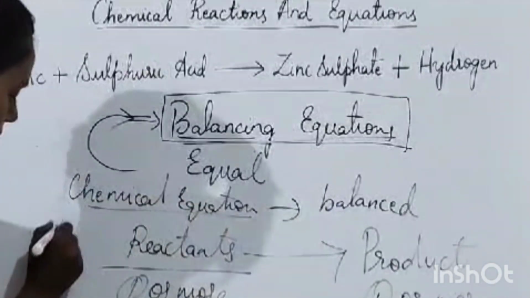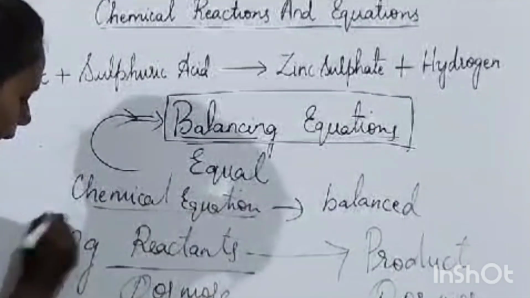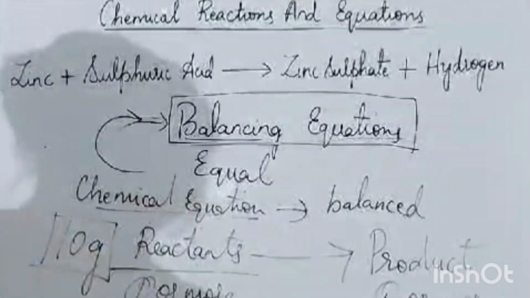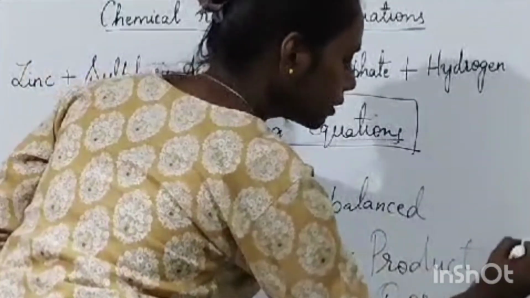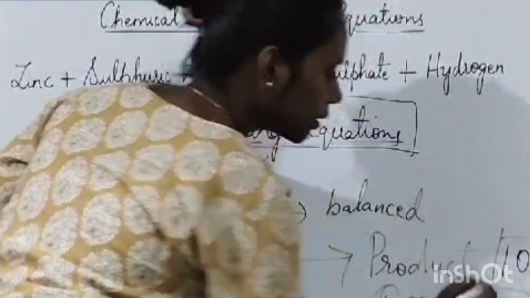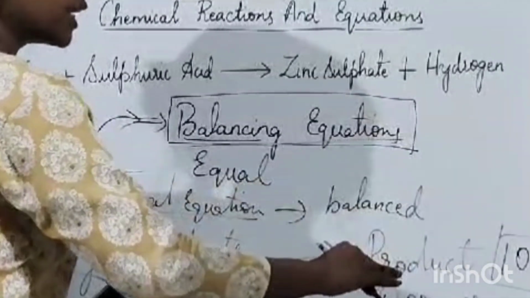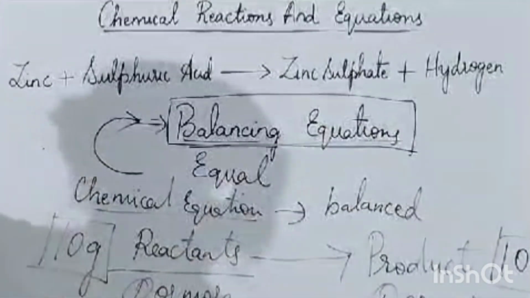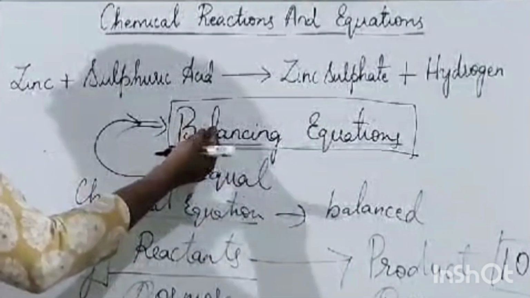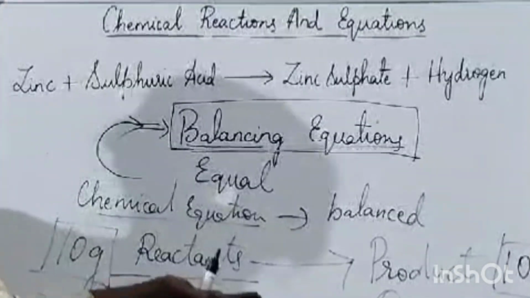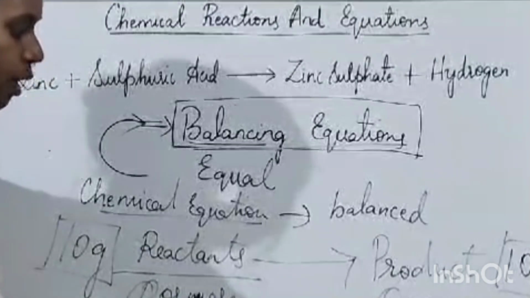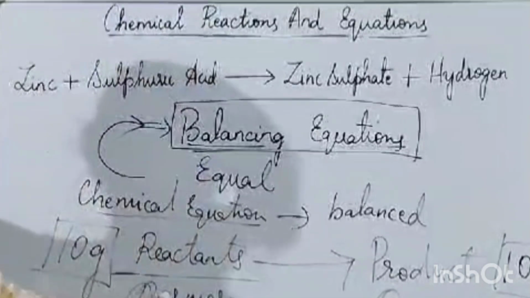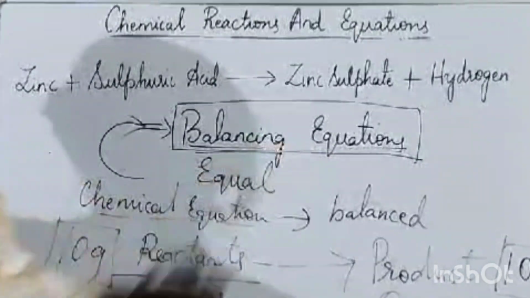Suppose we have taken 10 grams of reactants and made them react, we will get a product of 10 grams only. There is no addition of 1 gram or deduction of 1 gram. So this is what the law of conservation of mass says, and this is what the balancing equation says. The number of moles of reactants will be equal to the number of moles of products. So this is the definition for balancing equations.